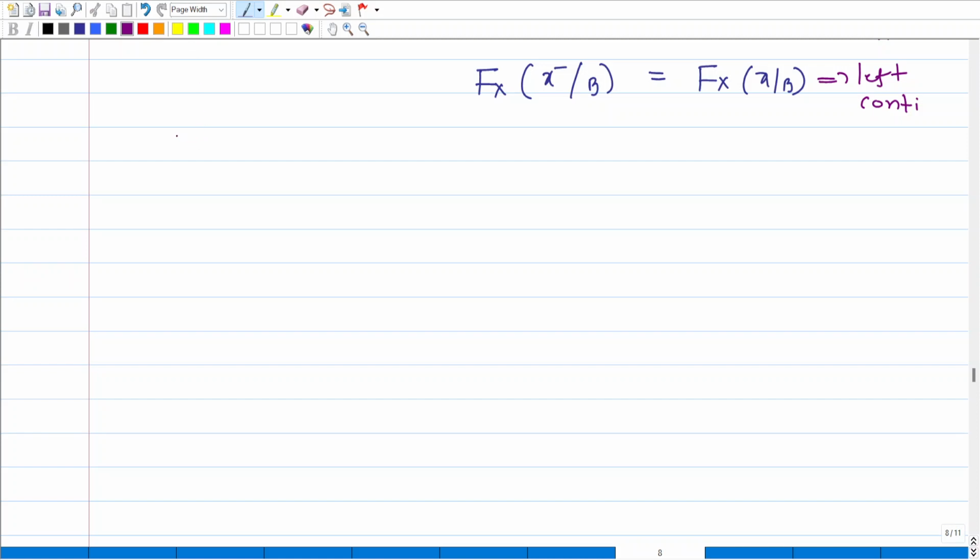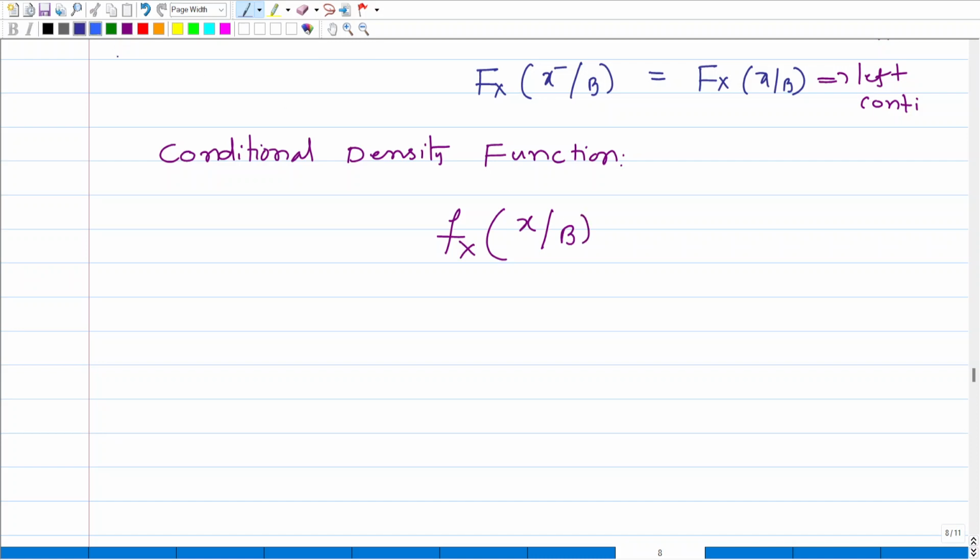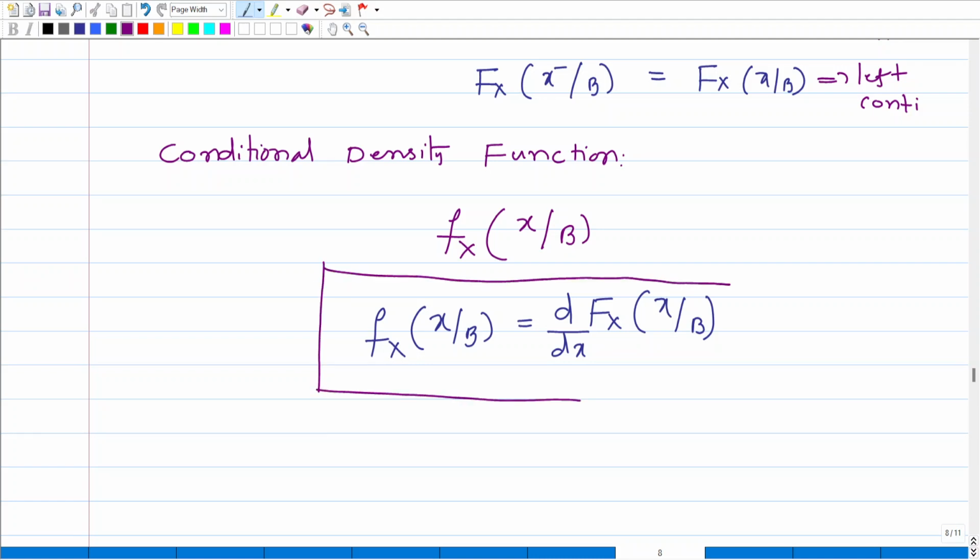Now let us see the conditional density function. This conditional density function can be represented with small fx of x given B. This is the representation. We know that the PDF, the probability density function, can be obtained by differentiating the cumulative distribution function. The same thing we have to apply here. Small fx of x given B is equal to d by dx of the conditional distribution capital Fx of x given B. This way we have to obtain the conditional density function.